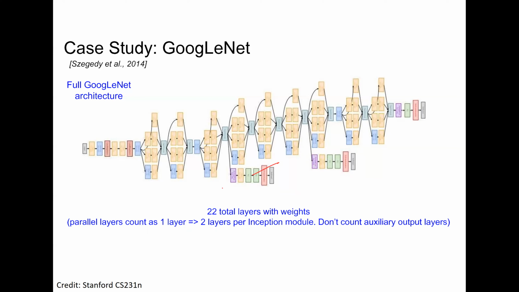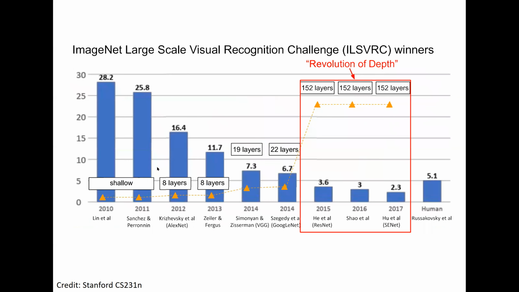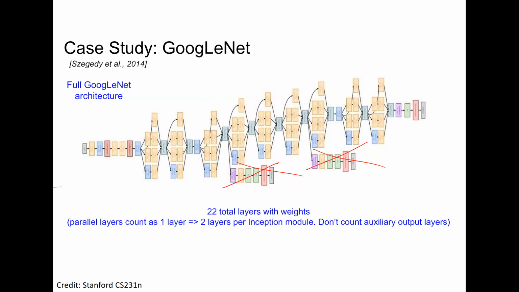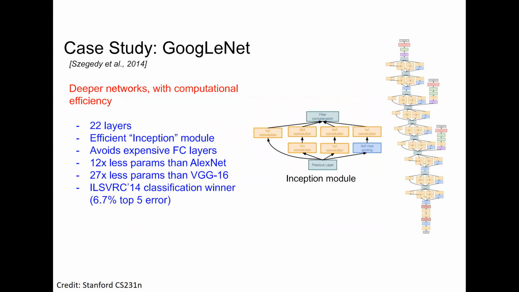And at test time, we just delete these parts and only use this deeper network. Okay, don't use these two parts, or use this part. All right, so the idea behind GoogleNet is using a deeper network that is computationally efficient. So 22 layers, efficient inception module.